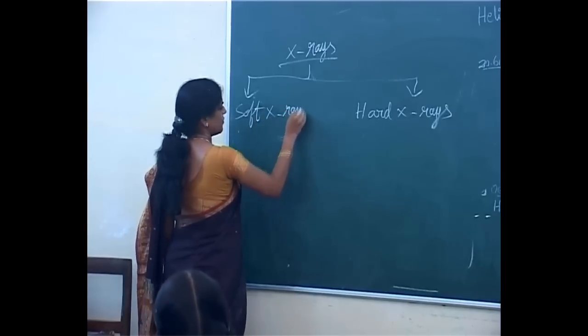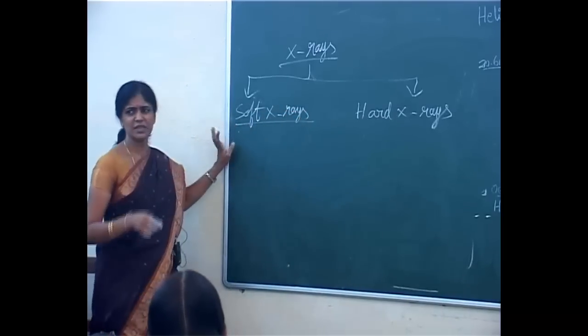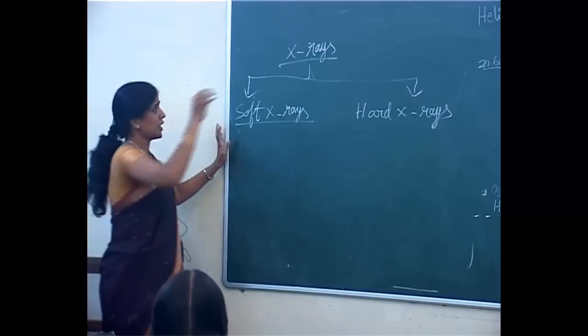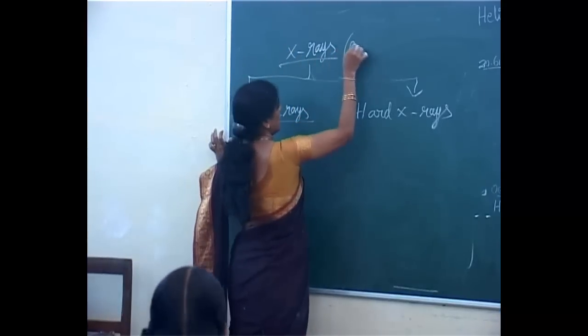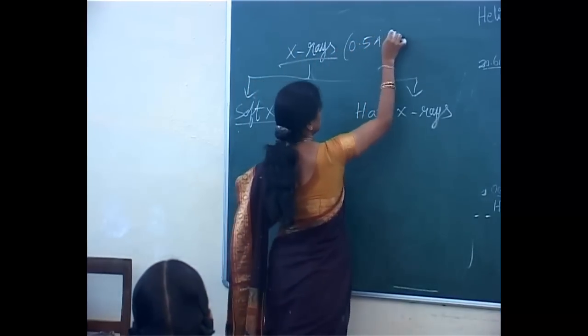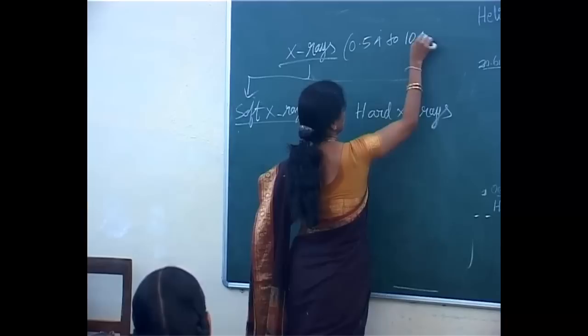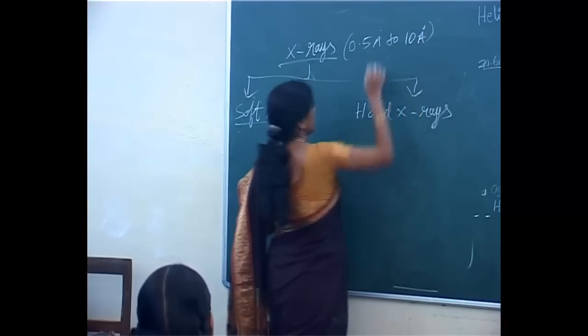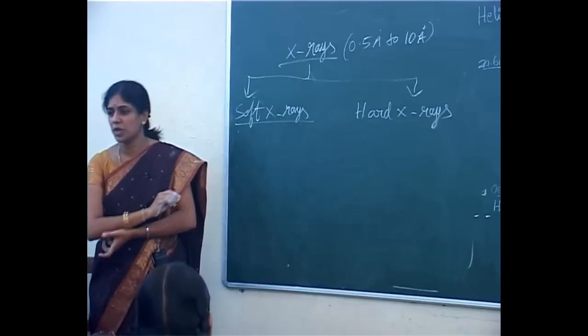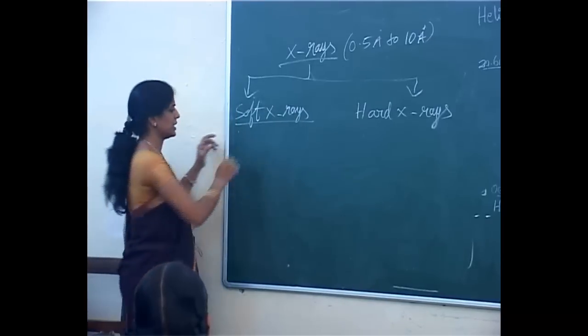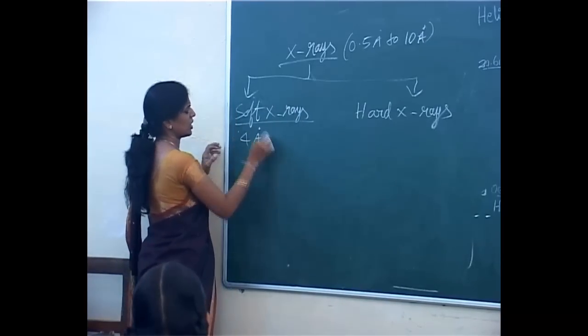If you see the soft X-rays, listen here. X-rays would have wavelength as a whole in common, it will be 0.5 Armstrong to 10 Armstrong. This will be the range of the wavelength for X-rays. X-rays உடைய wavelength இவ்வளவு தான் இருக்கும். For soft X-rays, its value will be 4 Armstrong or above.